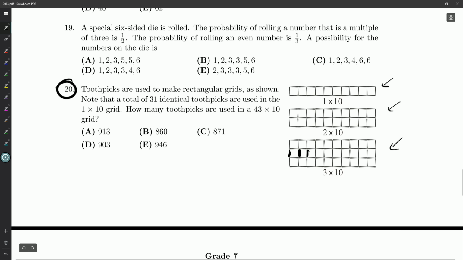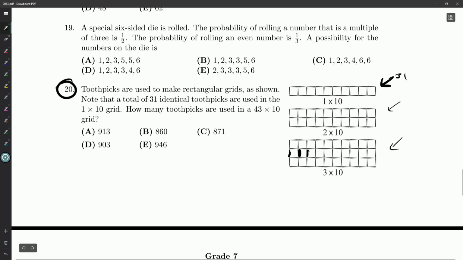Okay. So we note that 31 identical toothpicks are used in the 1x10 grid. They're not telling us how many are used in the other grids, but that's okay. And they want to know how many toothpicks are used in a 43x10 grid. Now, with their picture here, they do suggest a way that we might work this out.